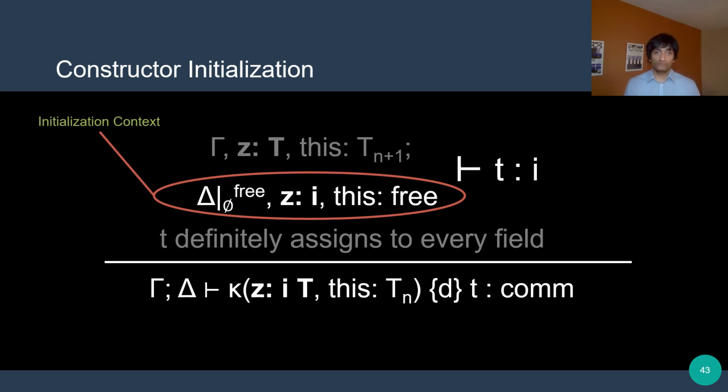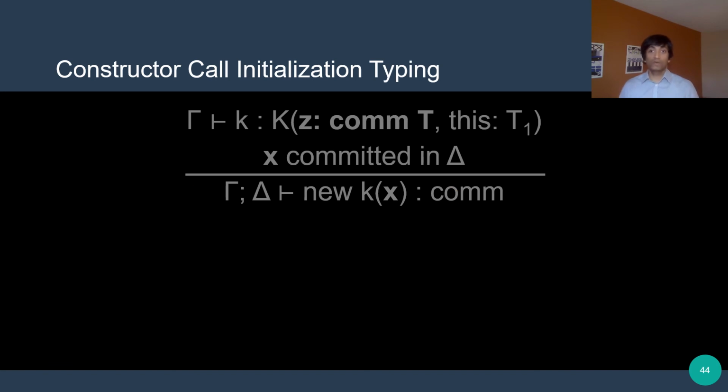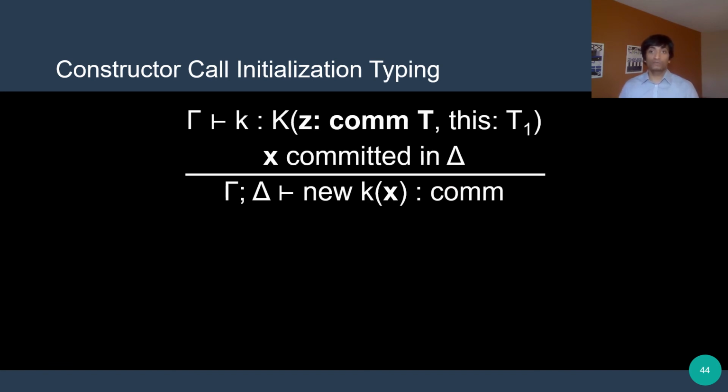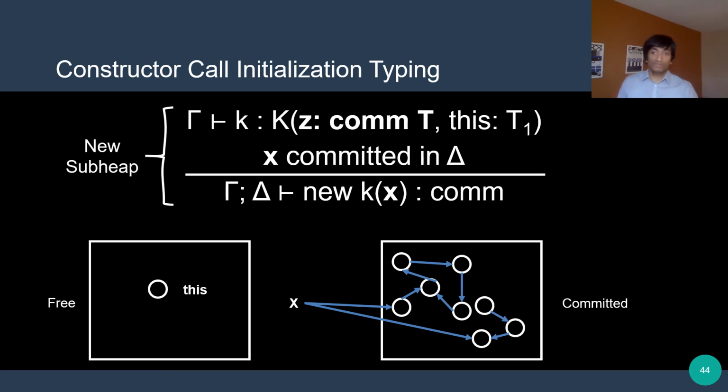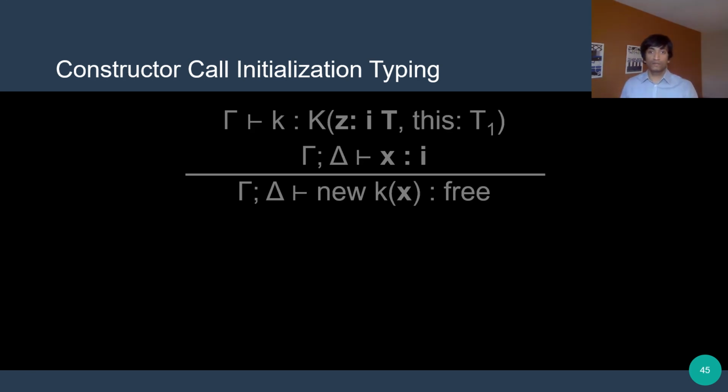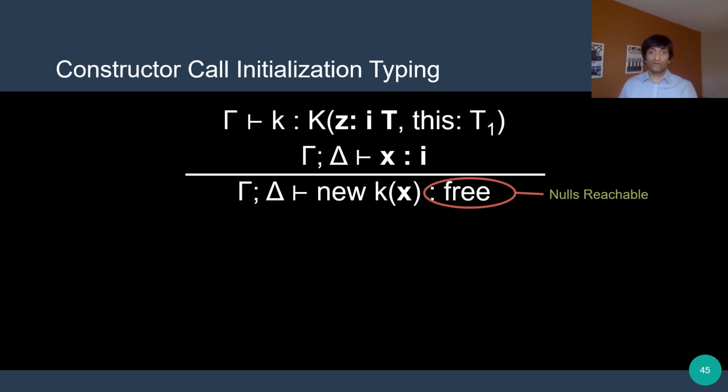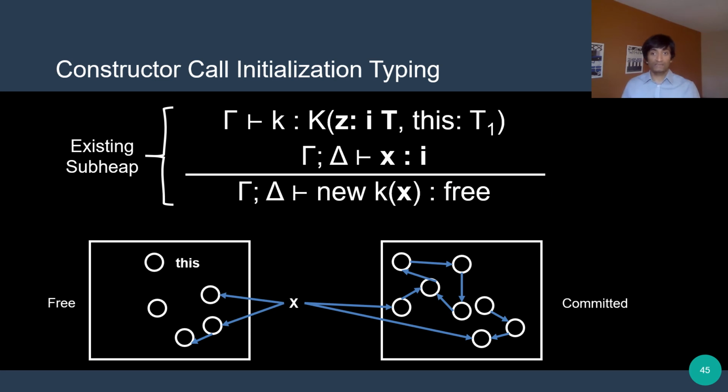For typing constructor calls, when a constructor is called with only committed arguments or no arguments at all, we assume that the object will be fully initialized and null-free when the constructor returns. We think of the constructor as allocating a new subheap when running the body of the constructor. Here, the constructor has access to only the committed subheap from its arguments. If some of the constructor arguments are free, then null fields may be reachable from the object when it returns. We think of the constructor as allocating objects on the same free subheap. Here, the constructor has access to the existing free subheaps through its arguments.